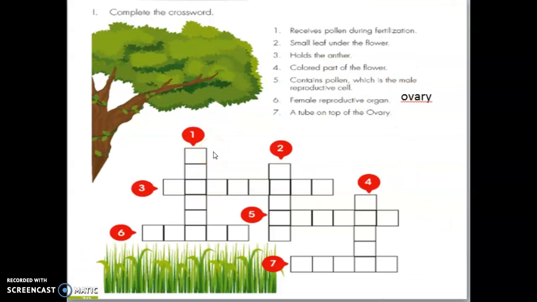Here you need to complete the crossword. For example, in the number 6, female reproductive organ that has 1, 2, 3, 4, 5 letters, ovary, okay? And complete all the crossword.